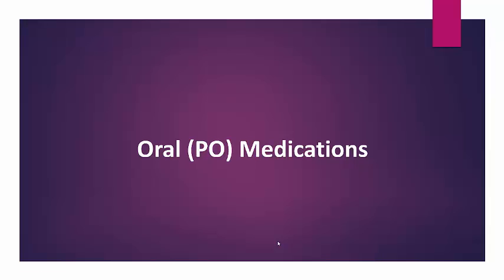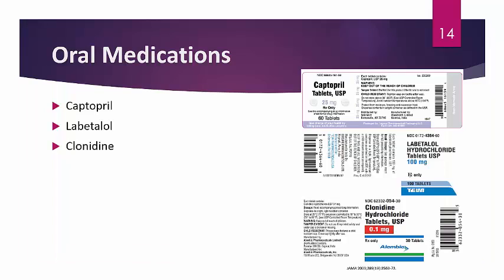So, in terms of medications that are available for hypertensive crisis, we're going to divide them up into oral medications and intravenous medications. Oral medications that are available for the treatment of hypertensive urgency specifically. Remember, hypertensive urgency does not have any organ failure related to it. These medications include Captopril, Labetalol, and Clonidine.